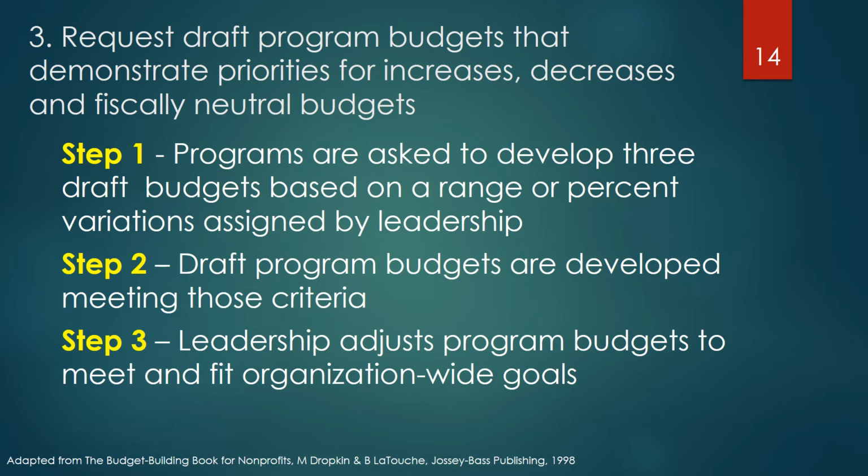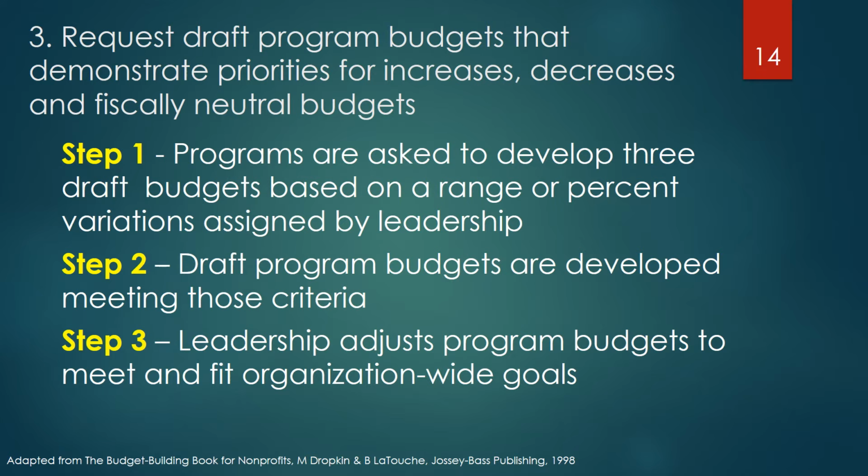In step 1, leadership asks programs to develop 3 draft budgets based on a range of percent variations assigned by leadership. For example, a few years ago, based on direction from the governor's office, our health department was asked to develop 3 organization-wide budgets, one 5% higher, one 5% lower, and a fiscally neutral option. As leadership, we pass that direction on to our programs, divisions, and sections.